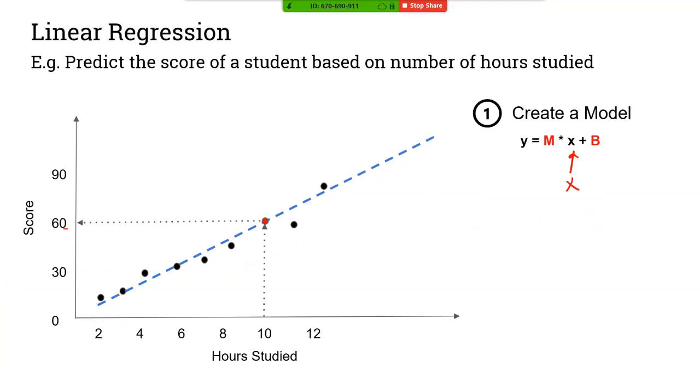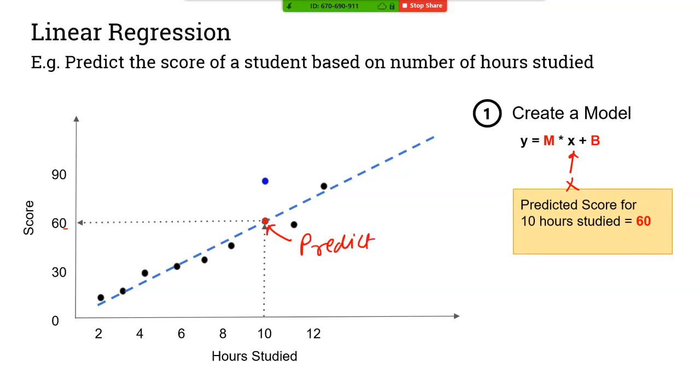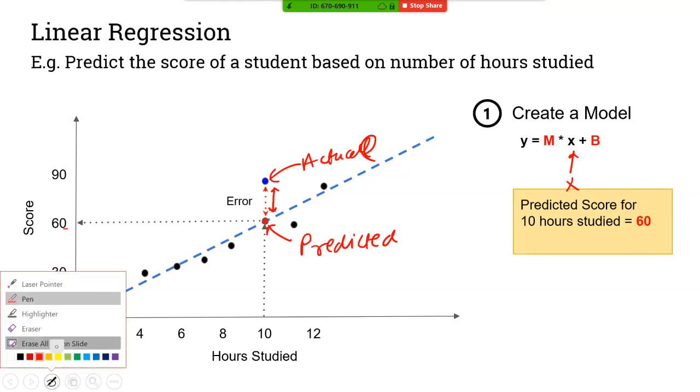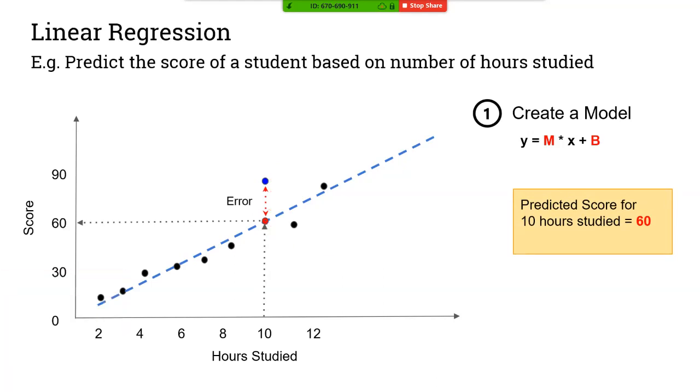But let's say someone tells us that the student actually went to this exam and scored more than 80, 90 marks. So this difference between what we predicted and what the actual result was is the error in our prediction, right? Is our goal to reduce this error, or do we want to minimize or maximize this? Yeah, obviously we want to minimize this.